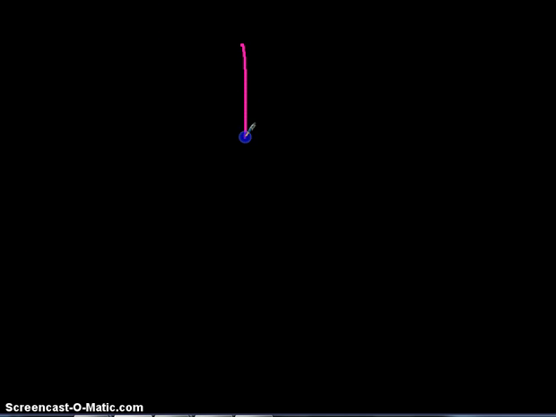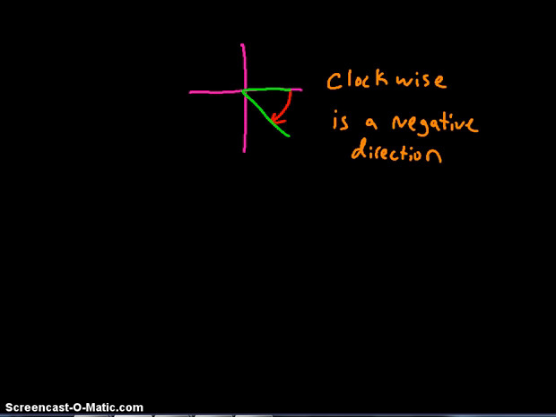A negative angle, in order to graph it, you actually have to go clockwise. This direction would be clockwise. If I graph a negative angle, this is still my initial side, but this is my terminal side now, and that graph is definitely going clockwise. So clockwise is a negative direction.